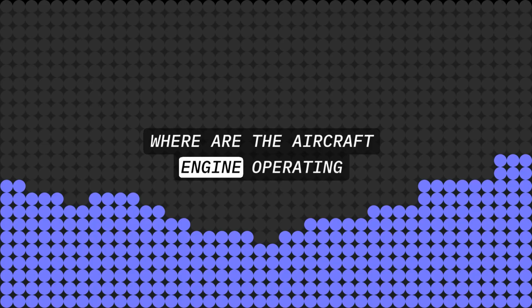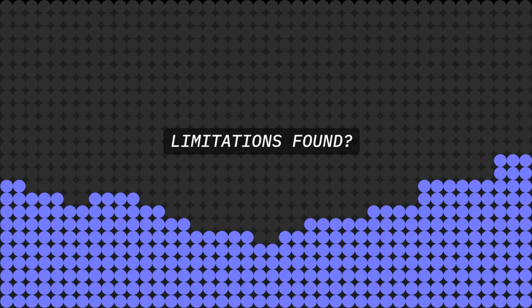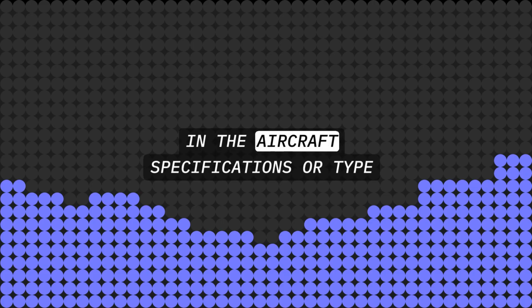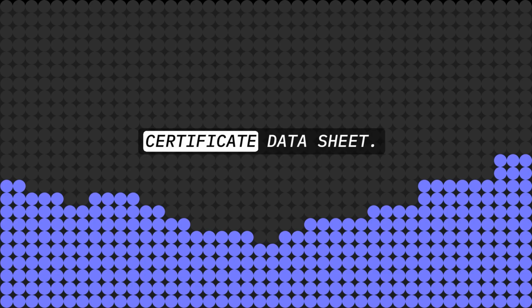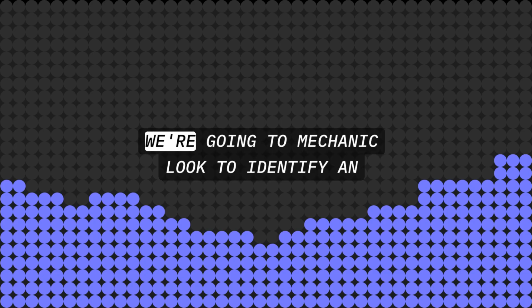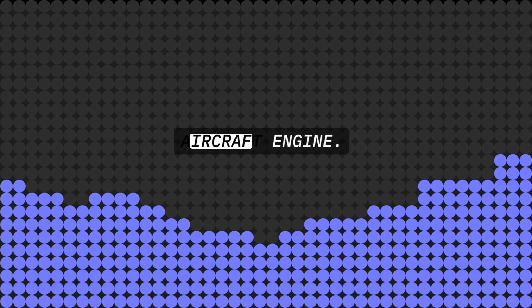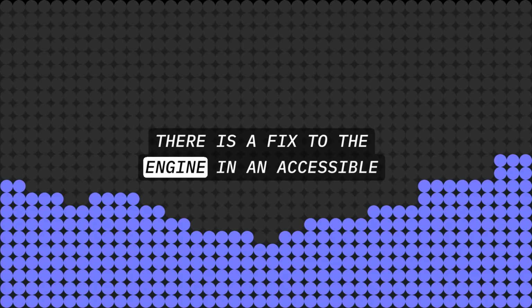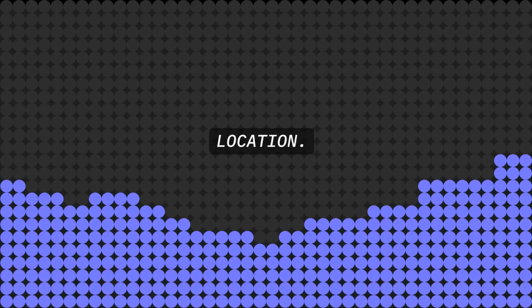Where are the aircraft engine operating limitations found? In the aircraft specifications or type certificate data sheet. Where can a mechanic look to identify an aircraft engine? On the engine identification plate, that is affixed to the engine in an accessible location.